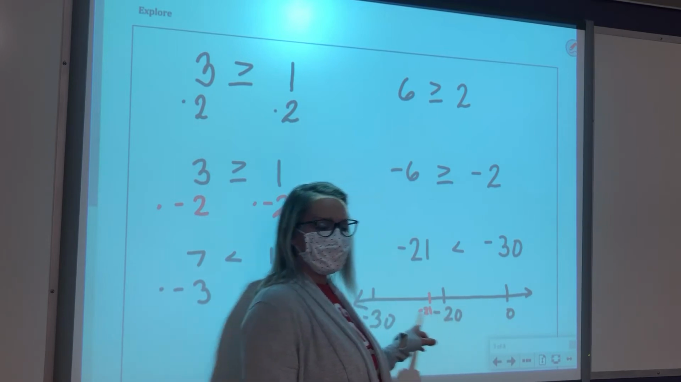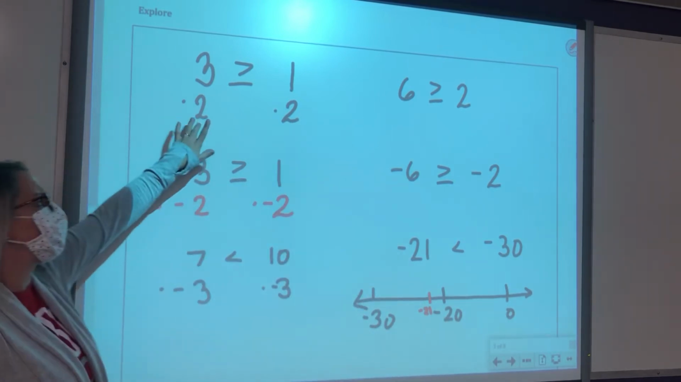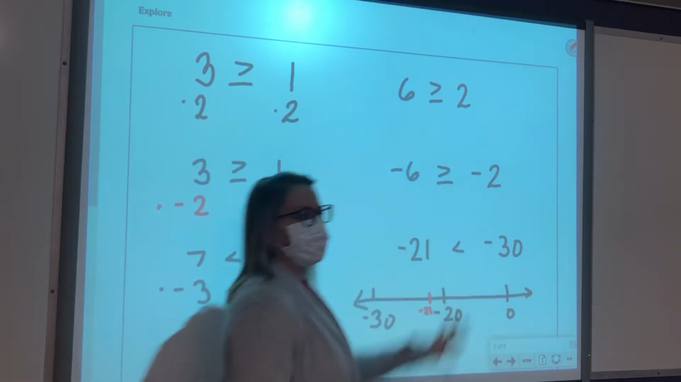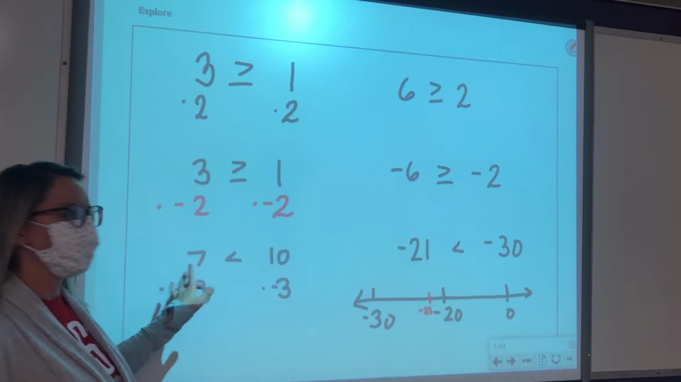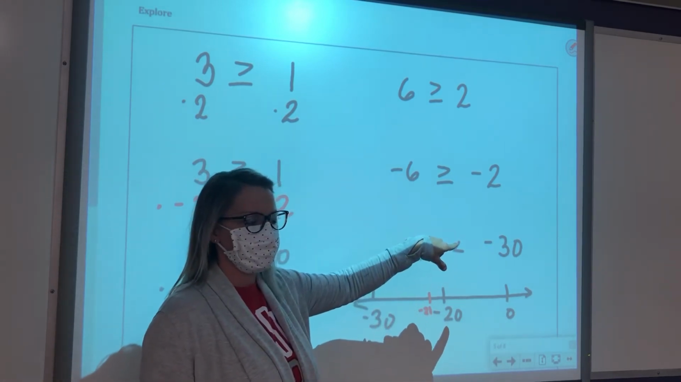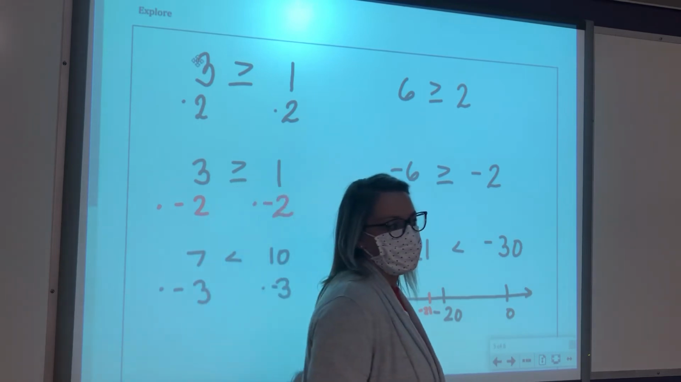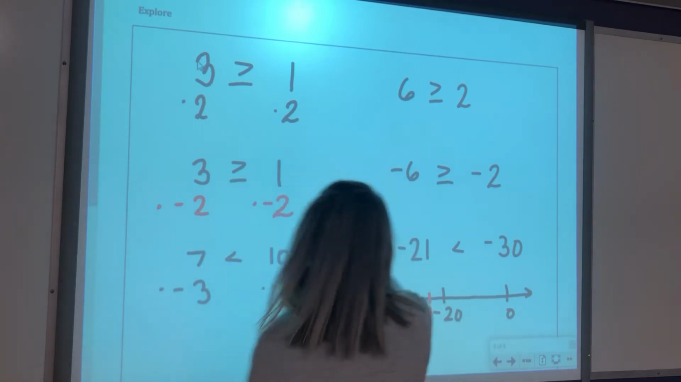So when I multiplied by a positive, it was correct. But when I multiplied by a negative, that was not correct. It would be correct if we flipped the sign.